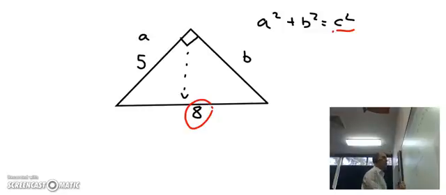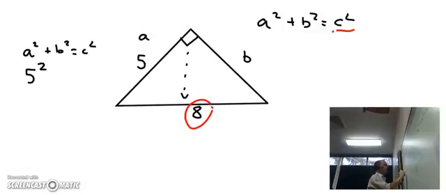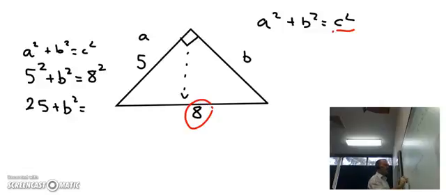So I have got A squared plus B squared is equal to C squared. 5 squared plus B squared is equal to C squared. So 25 plus B squared is equal to 64.